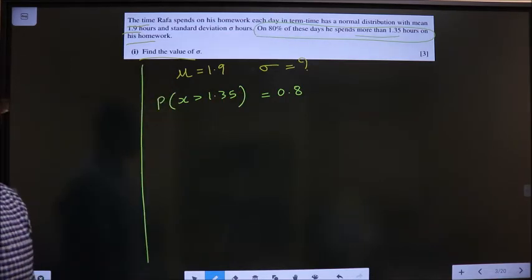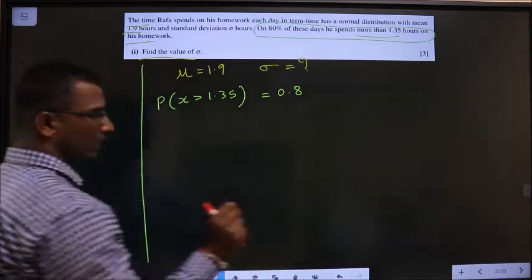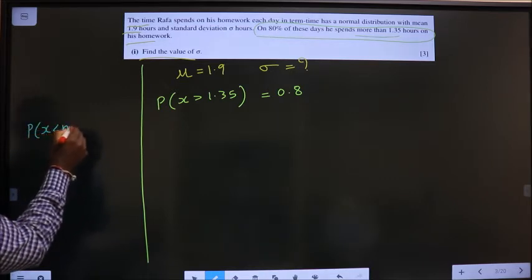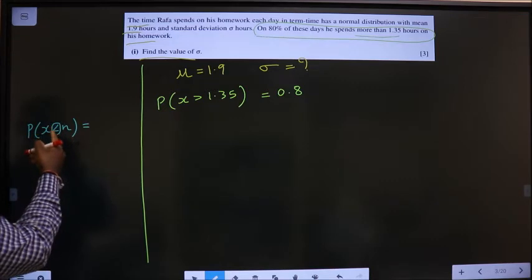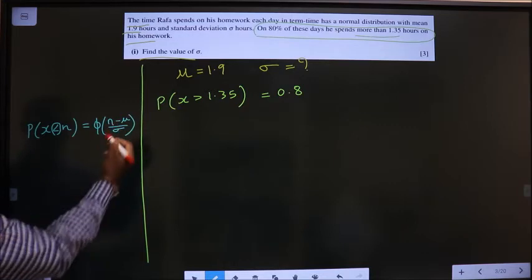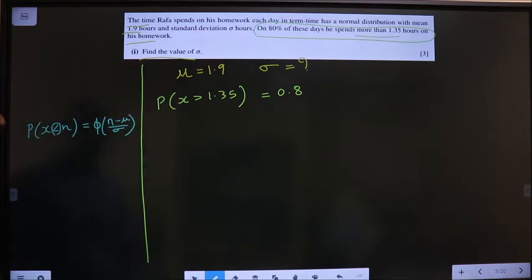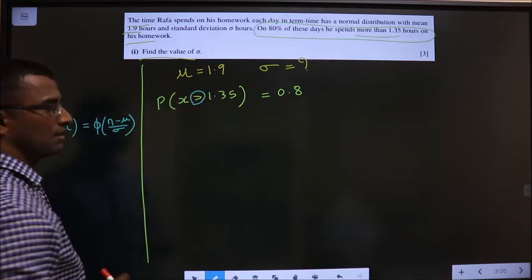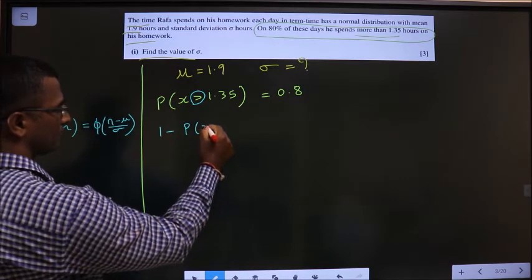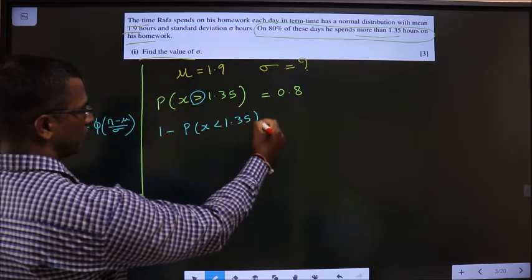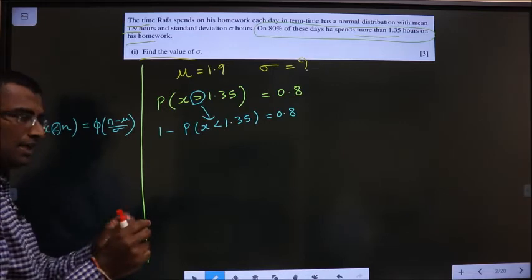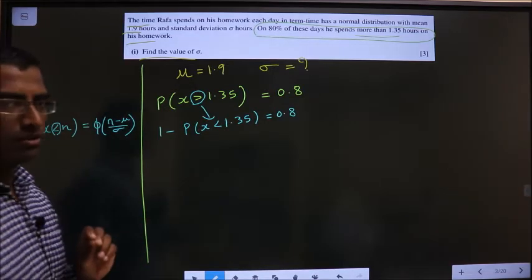Is it clear? Now, in normal distribution, the symbol should always be less than. Whenever it is less than, then only this will change to phi of x minus mean by standard deviation. Okay, now here the symbol is greater than. To make the symbol less than, you do 1 minus P of x less than 1.35 equal to 0.8. So whenever you are doing 1 minus, the inequality will change its direction.